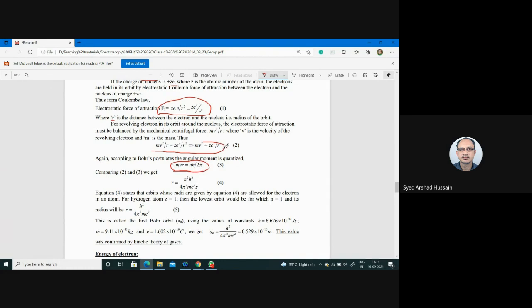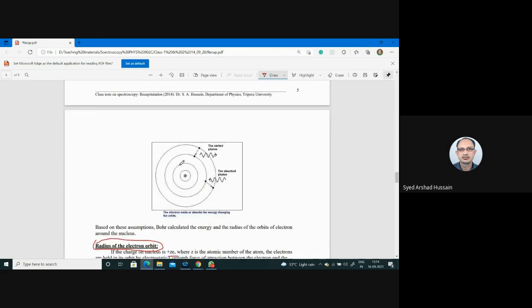So if one compares these two relations, one can get an idea about r like this. r is equal to n²h² by 4π²mZe², where Z is the number of electrons in an atom. Say for the hydrogen atom, Z is equal to 1, and n is the number of the orbit, say this is 1, 2, 3, 4, like this.